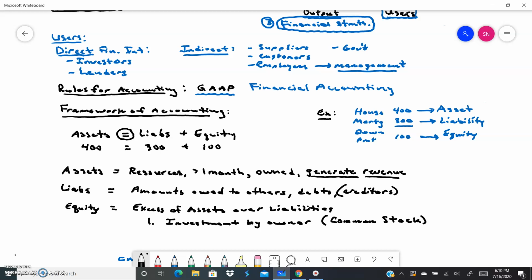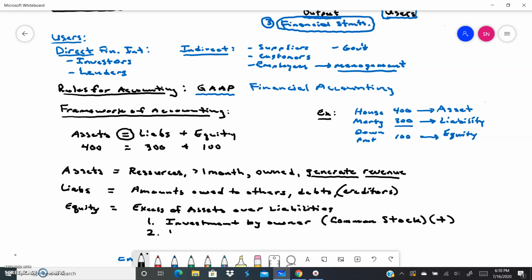So for instance, if I invested $100 for 50% of the company and someone else invested $100 for 50% of the company, I might get 2 shares of stock and the other person might get 2 shares of stock. That would represent our ownership in the company. Each share would be worth $50. It would indicate we both own half of the company. So the common stock is merely an indication of our ownership interest in the company. So investment by the owner is part of equity, and that would increase the equity of the company.